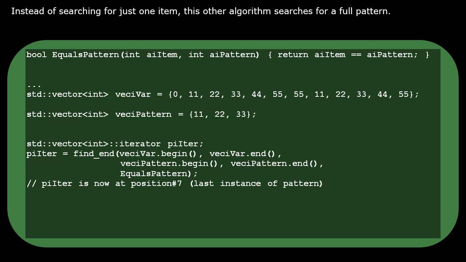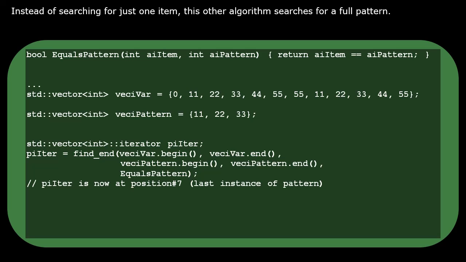This is another form of searching for a bunch of values. This time, instead of the second collection being a potential subset, it is a potential pattern. This example pattern is 11, then 22, then 33.